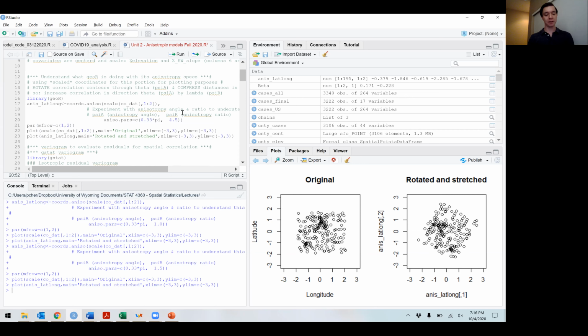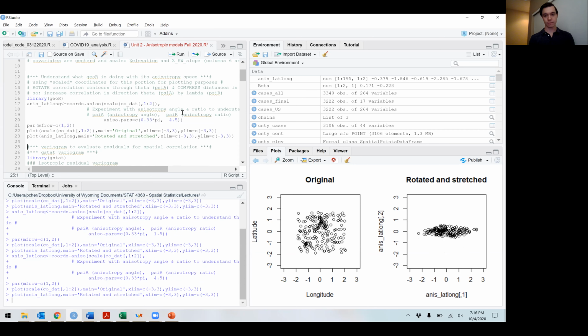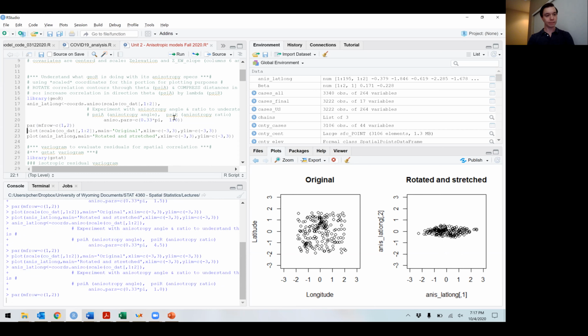Here's what 4.5 looks like. That's pretty major, right? When we reduce the distances in the direction of 60 degrees by 4.5, we induce 4.5 times greater correlation in that same direction. Okay? Let me put this back to 1.